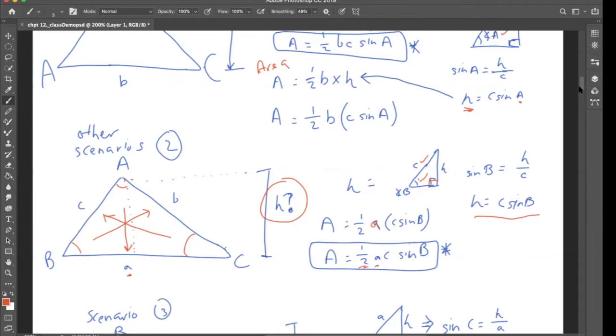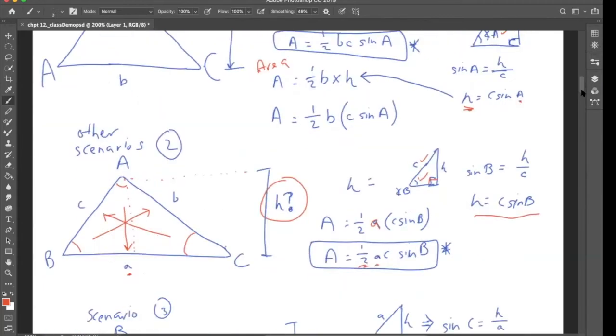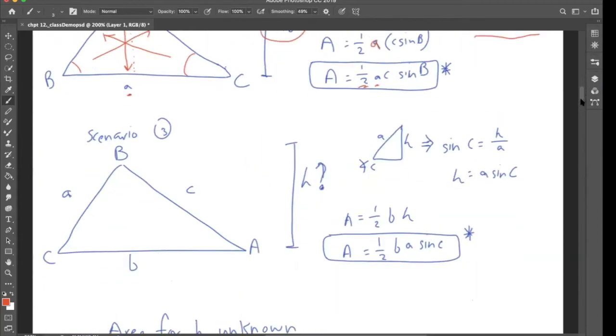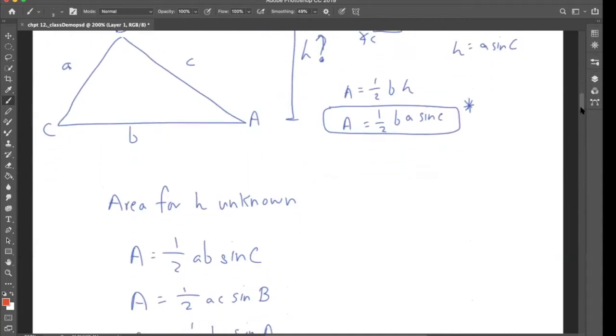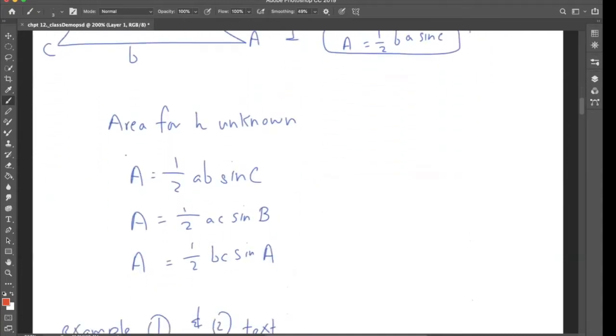So if you look at all these scenarios, scenario 1, scenario 2, scenario 3, we can conclude that for area, you can use these formulas. Area of triangle. All right, so A here stands for area. Okay, half a b sine C. So later I'll send you this PDF.